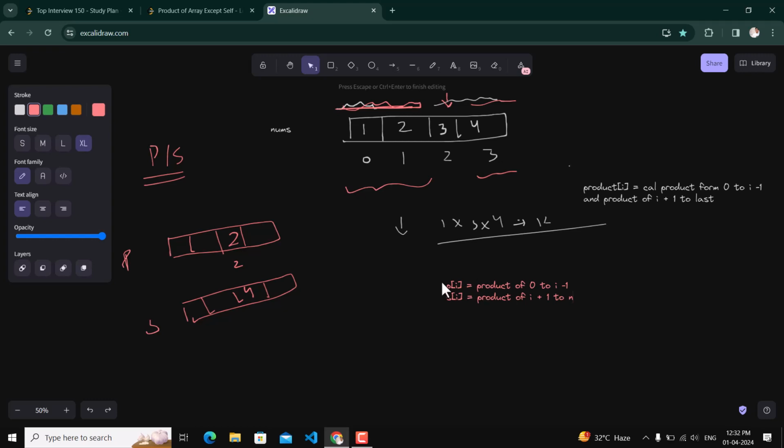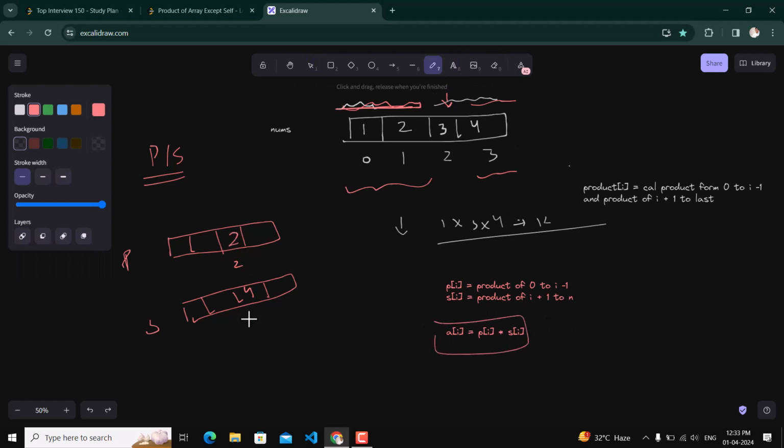So these variables will store our products respectively, and to get the final answer for a particular index, we have to multiply the previous product and the next product. So we will have the prefix product for that index multiplied by the suffix product of that index. In this way we can get our final answer. Now we check: for the case of the second index we will have 2 here and 4 here.